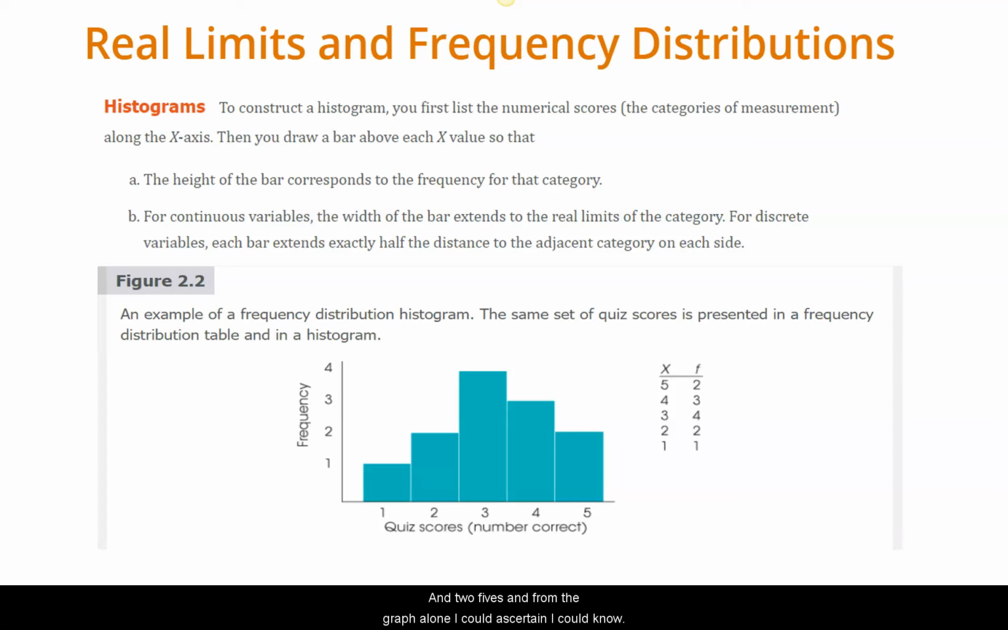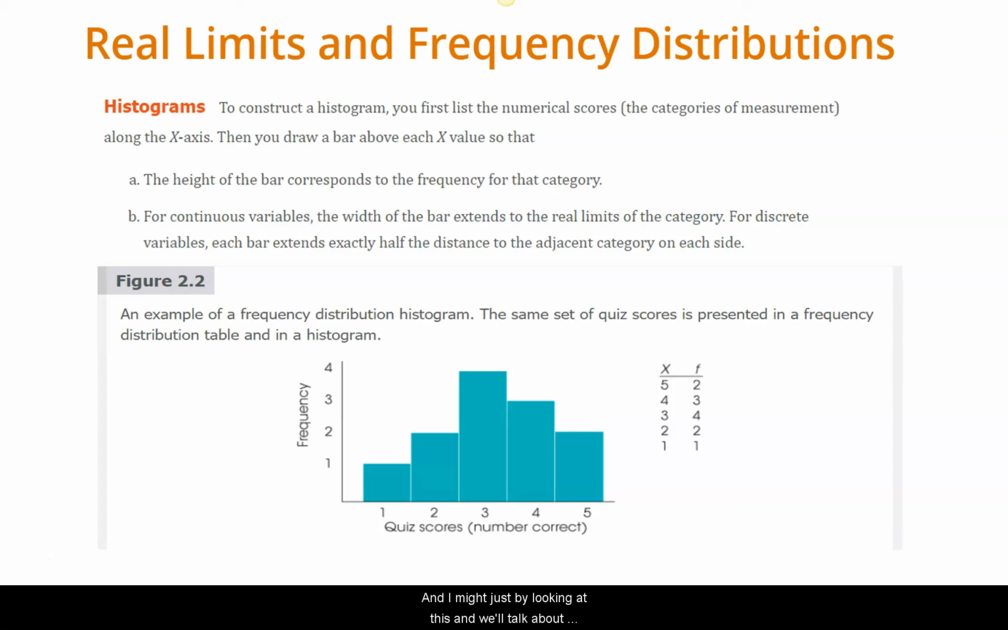And from the graph alone, I could know how many scores were depicted here. And let's count them. 1 1, 2 2s, 4 3s, 3 4s, and 2 5s. If I add all those up, that's 12. 12 scores that were comprised totally.